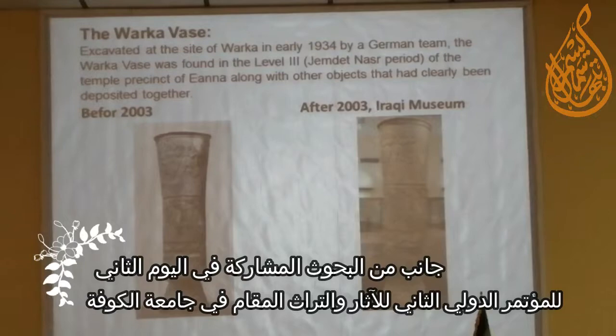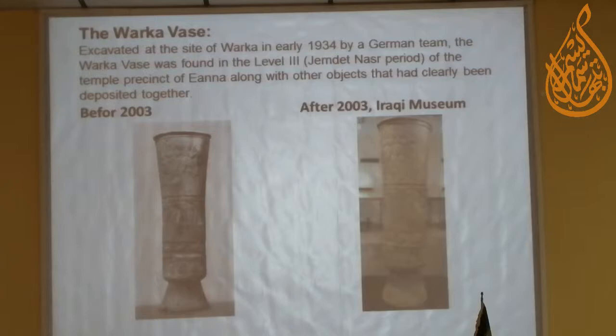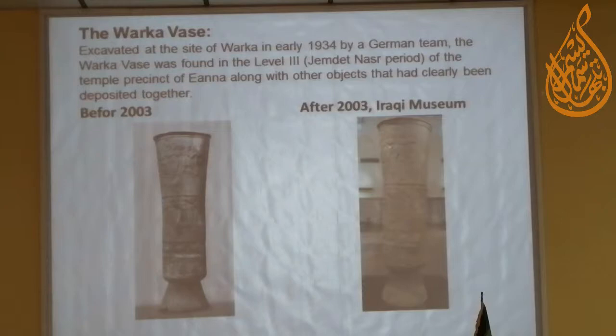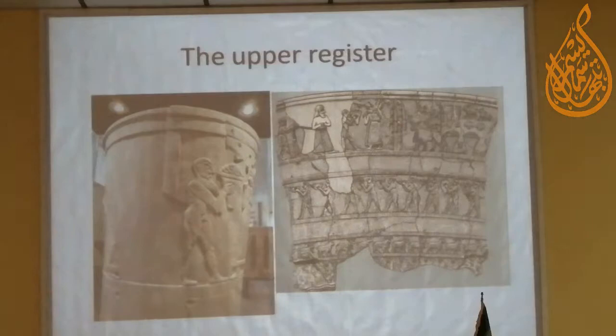In figure one, the work base, it's found in the Warka city, but we can see here this upper register after the war in Iraq. This part is scratched, and this was before the war in 2003. Now we need this figure about this bearded man here. Based on that, it's four registers.